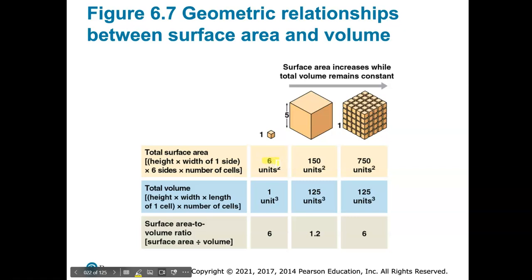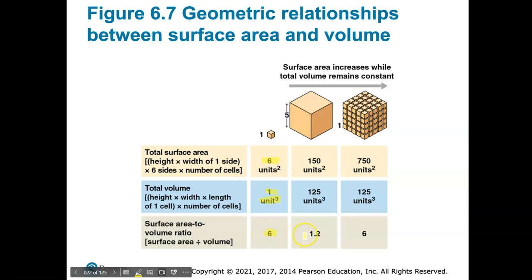And then the total volume is length times width times height, which is all 1. So 1 times 1 times 1 is 1. So we say it's 1 unit cubed, or 1 cubic unit is the volume. When we do the surface area to volume ratio, it's 6 to 1, and 6 to 1 equals 6. So that is the surface area to volume ratio of our small cube.